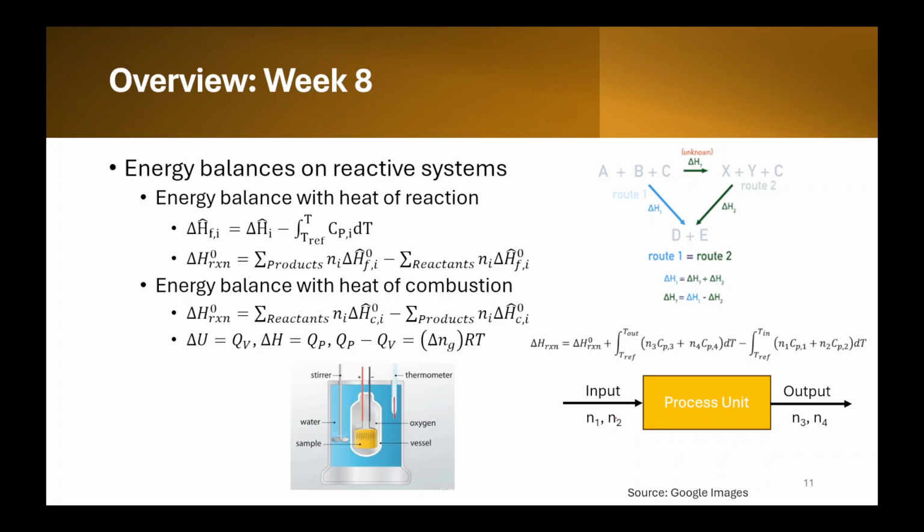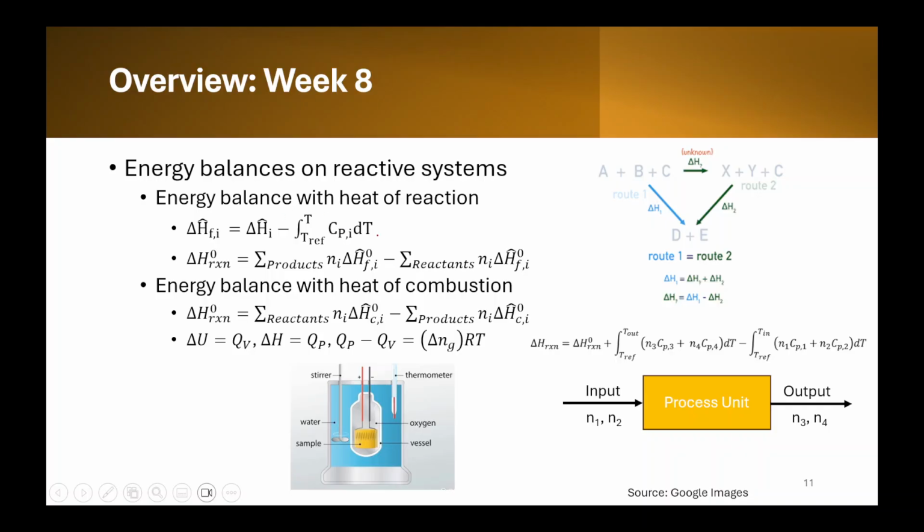Then in week 8, we looked at the energy balances, but for reactive systems. In a reactive system, you have generation of some components and consumption of some components, and with that, heat of reaction is associated. The heat of reaction is again given by this expression. This is an experimentally derived value, and whatever temperature increase or heat you're adding, this accounts for the resulting changes.